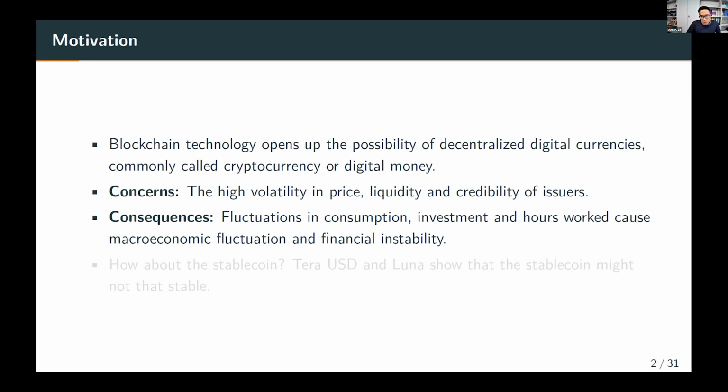Even at the extreme, and I think it is coming in the near future, when investment banks or commercial banks start holding crypto assets or cryptocurrency in their portfolios or balance sheets, then we also have the problem of financial instability. People say, okay, but we have stablecoins. But the recent events of TerraUSD and Luna show that stablecoins might not be that stable at all, and are also subject to many of the concerns I just raised.